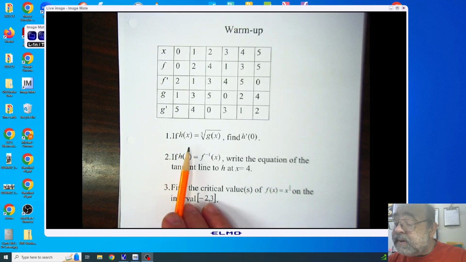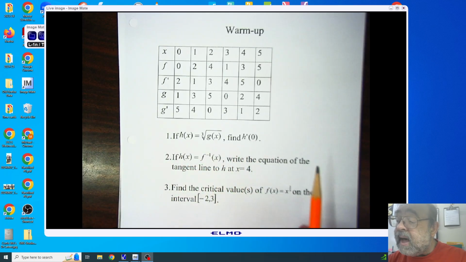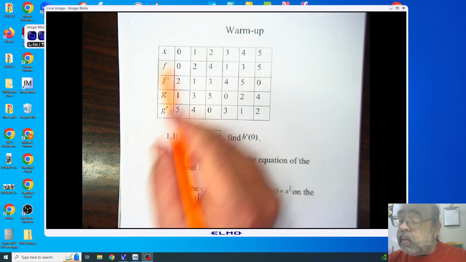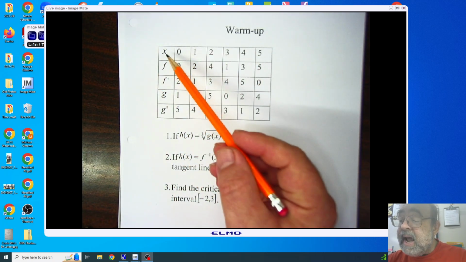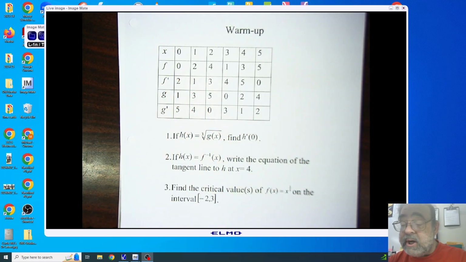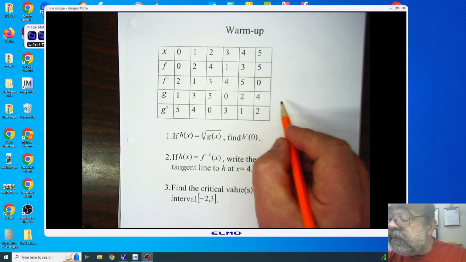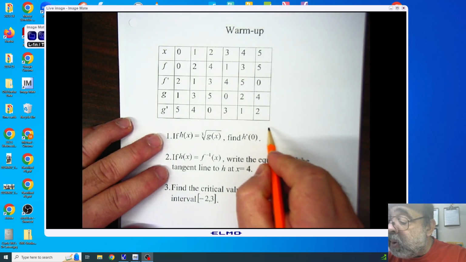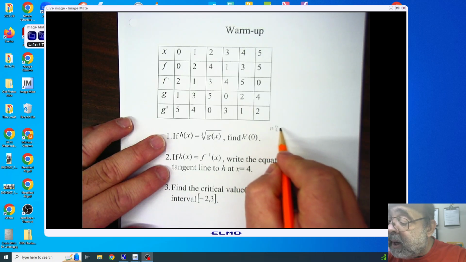Find h of x equaling the cubed root of g of x when h prime equals 0. So we have this function, we are working with that derivative, and we have to work with the chart. Notice that h is not something on the chart, which forces us to work with g. So we're going to have to first figure out what is h prime without the 0 in it. So we're going to find h prime of x.